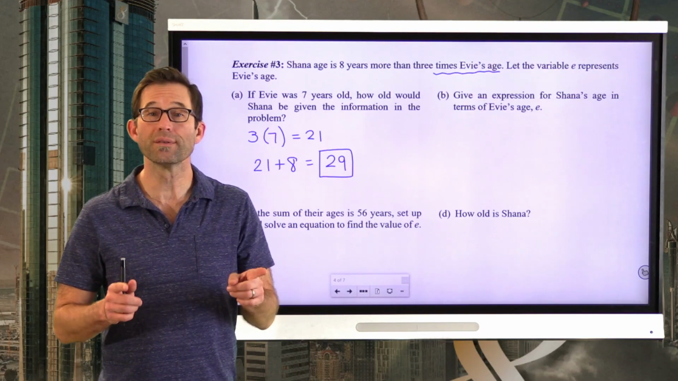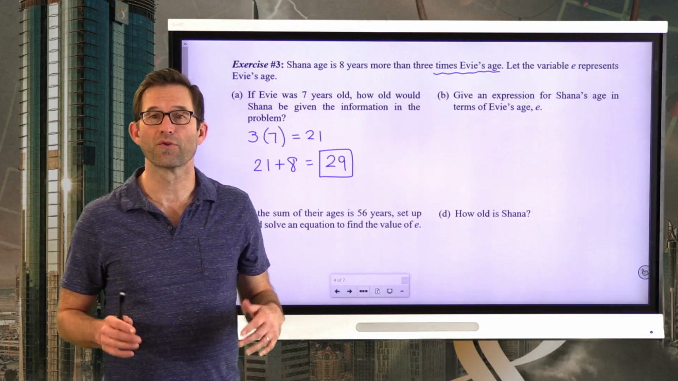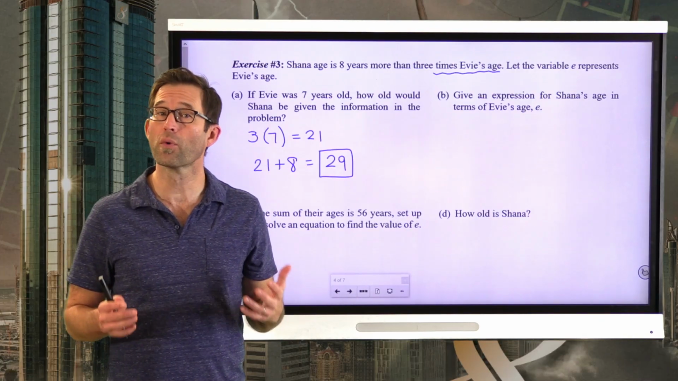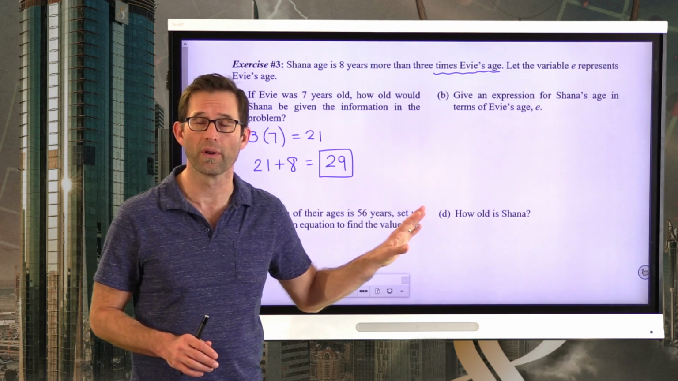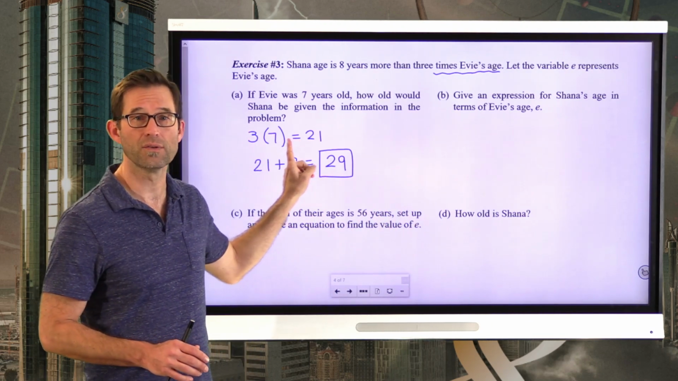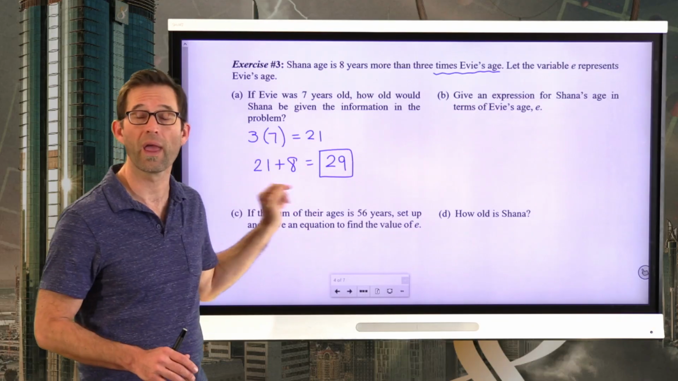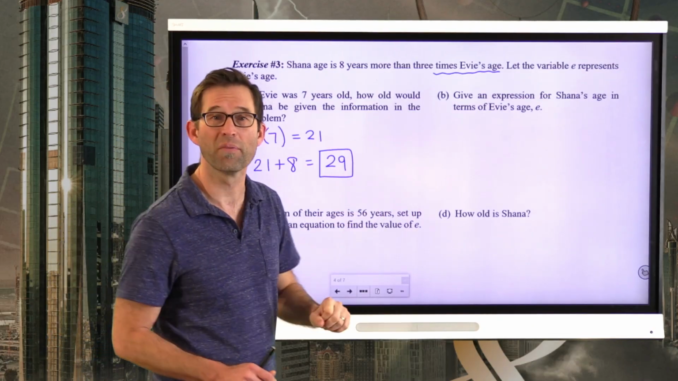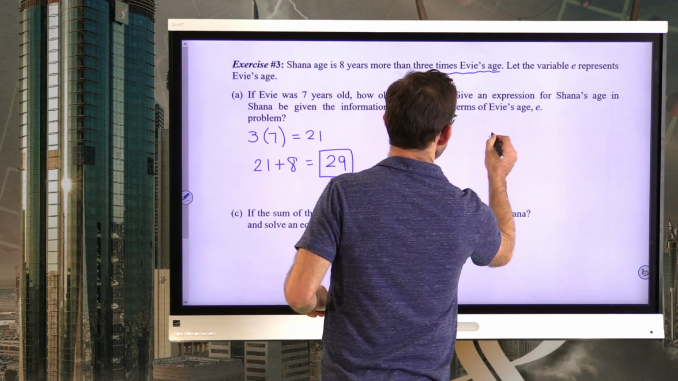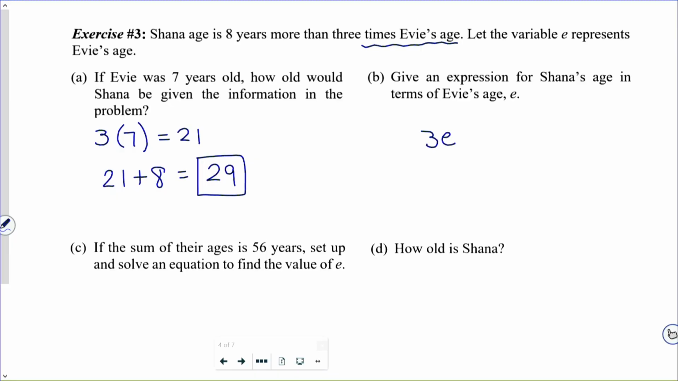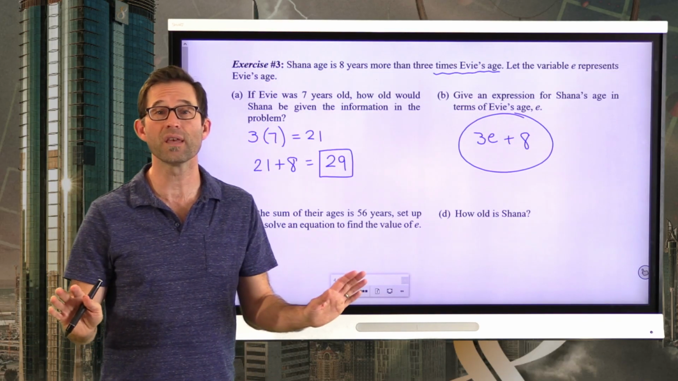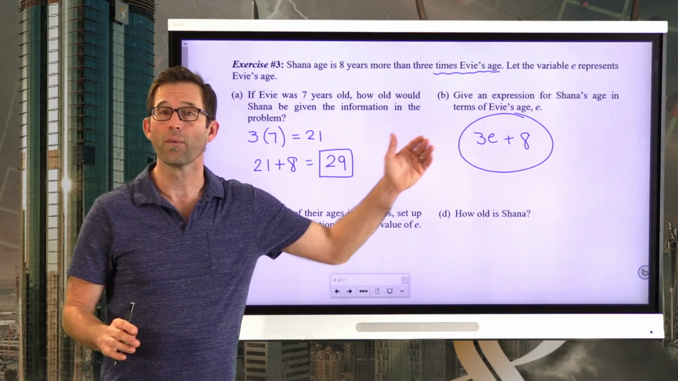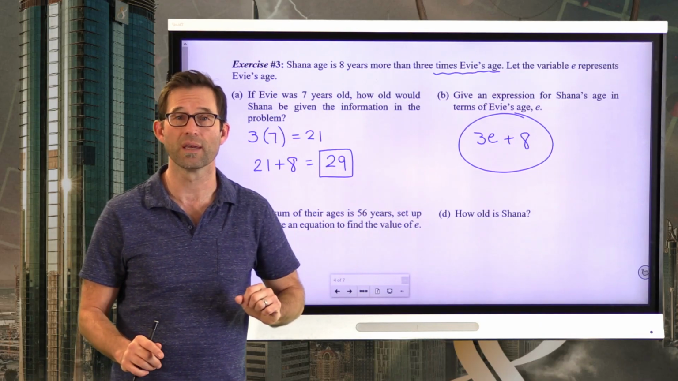All right, so let's go through it. We want an expression for Shayna's age in terms of E, and what we really want to do is exactly what we did in letter A, which was why that one was so important. Now, what did we do? In letter A, we took Evie's age, 7, we multiplied it by 3, and we added 8. So that's exactly what we want in B, which is that we want to take Evie's age, multiply it by 3, and then add 8 to that result. 3E plus 8, then, is an expression that given Evie's age, any age for her, we can plug it into that expression and we'll get Shayna's age.